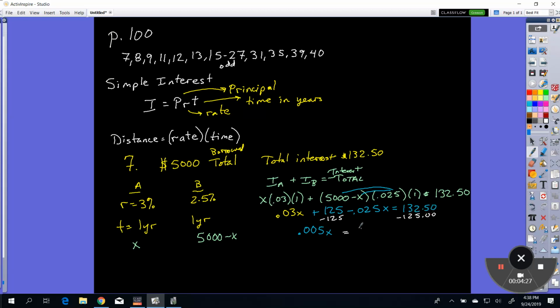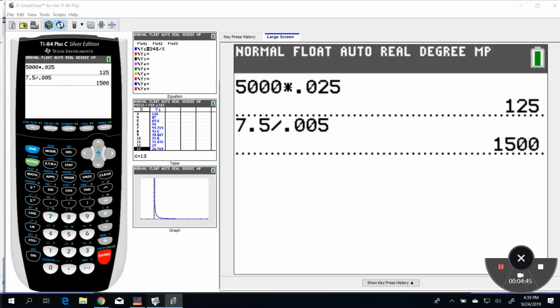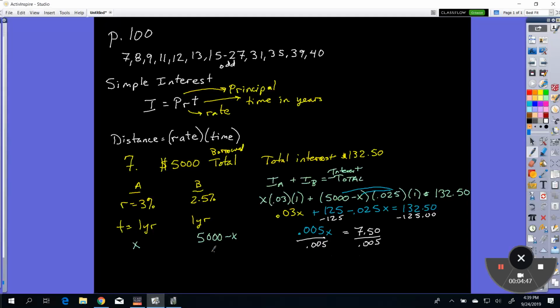If I subtract the 125 to the other side, I get 7.50. So now I divide each side by 0.005. I go to my calculator, 7.5 divided by 0.005. That says it's $1,500. So X is 1,500, and this is 5,000 minus 1,500, so that's $3,500. So that's how you're going to do 7, 8, and 9.